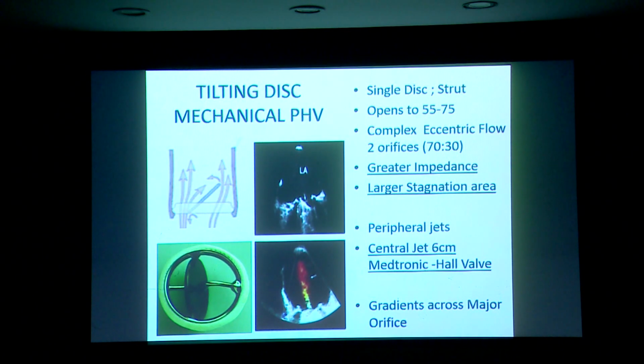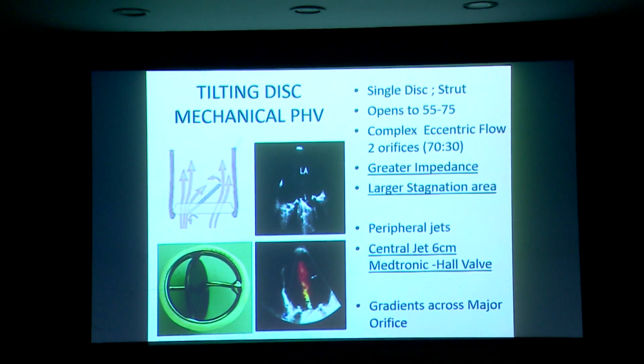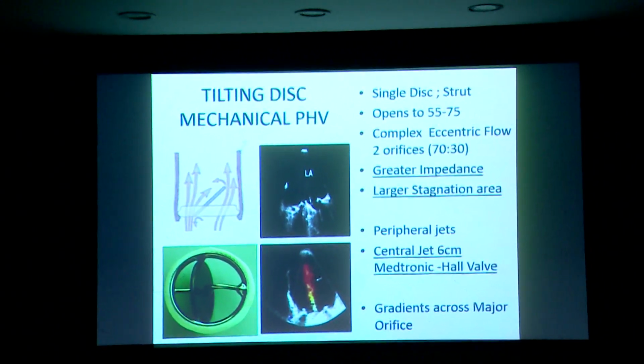And the Medtronic Hall valve has a larger central jet. Most valves have several washing jets in the periphery. The Medtronic has a single washing jet in the center also, apart from this.